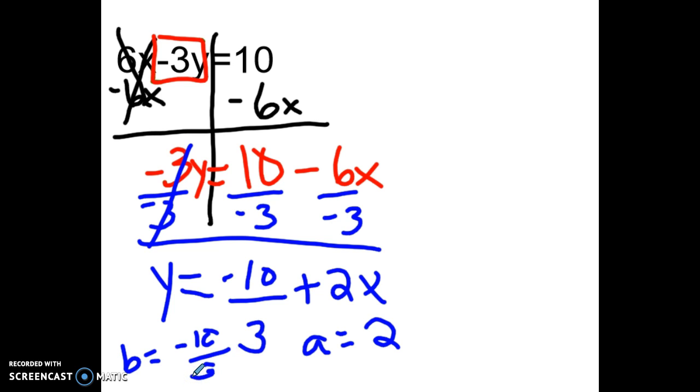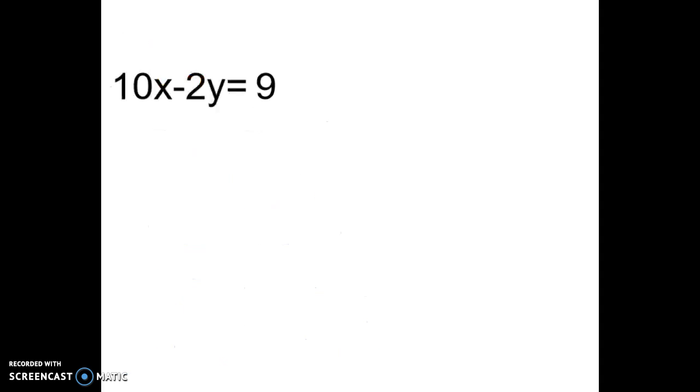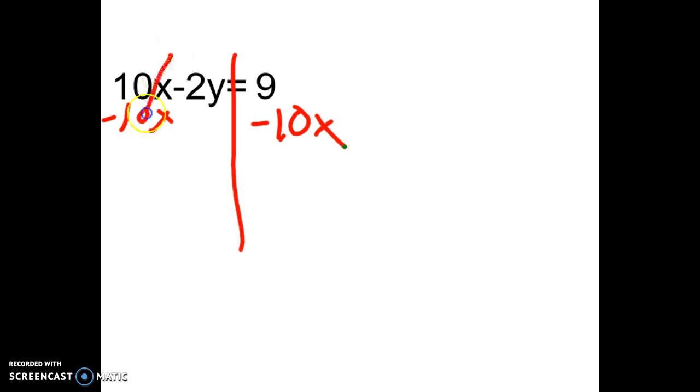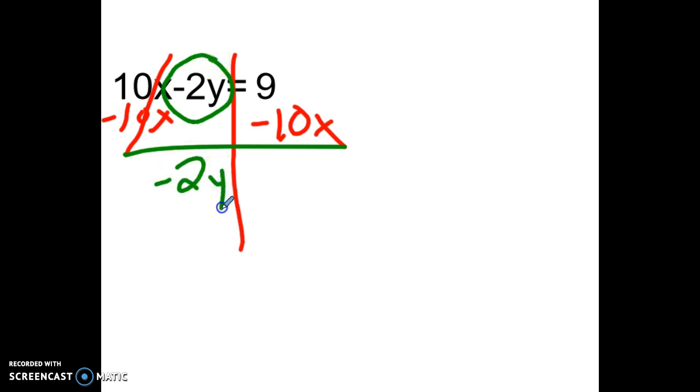All right, the last problem we're going to look at is similar to problem number 10 on your worksheet. Y is not by itself. I'm going to get rid of this positive 10x by subtracting 10x. What I do on one side, I have to do on the other. Okay, this cancels out. I am then left with this negative 2y, so I need to bring down this negative 2y equals 9 minus 10x.